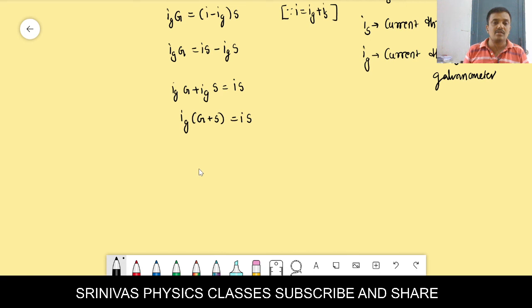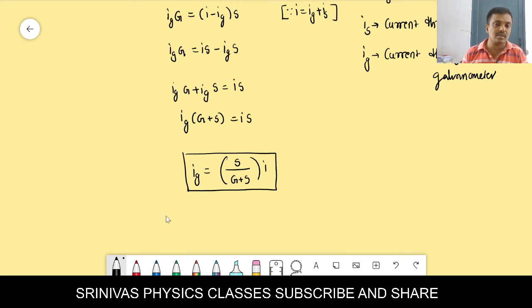We get the formula for the current through the galvanometer, that is Ig is equal to I S by (G plus S). We can write this also as S by (G plus S) into I. This is Ig. If you want the Is formula, the current through the shunt resistance in terms of the total current, we know Ig G is equal to Is S.